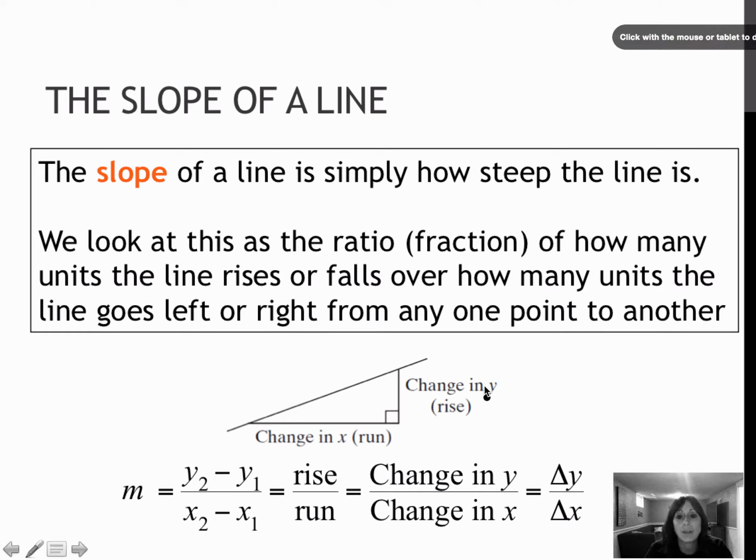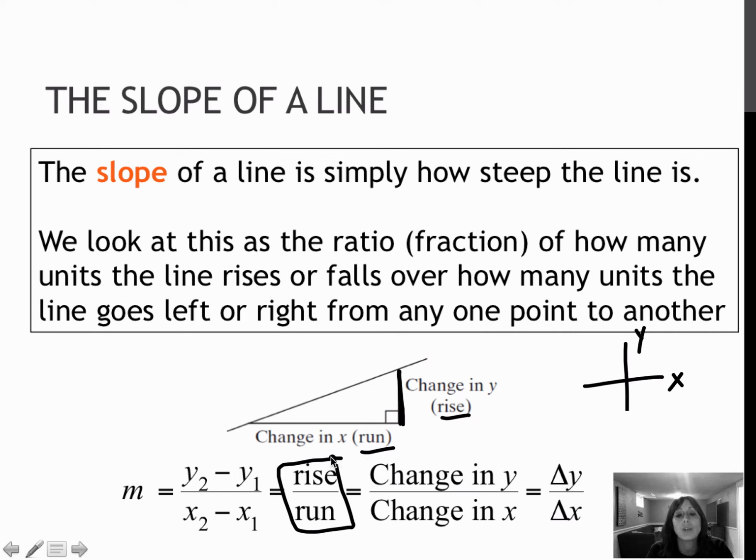If you can see my picture here, we can see that the change in the y values, because remember on the coordinate plane, this is the x-axis and this is the y. So the change in the y values would be considered the rise, and the change in the x values, this direction, would be considered the run. And so the slope of the line is the ratio of the rise over the run.